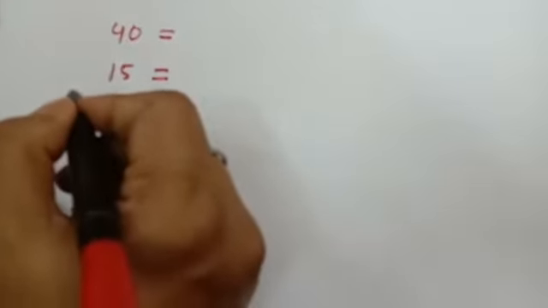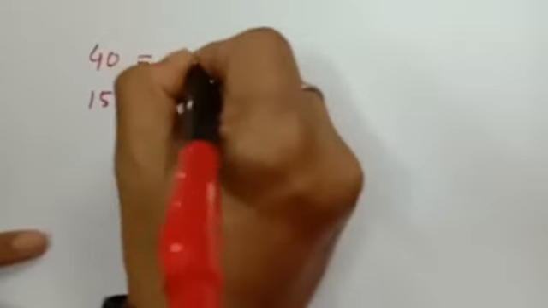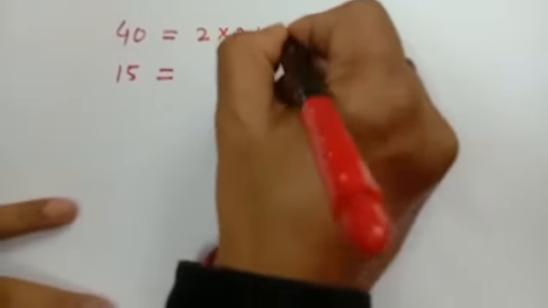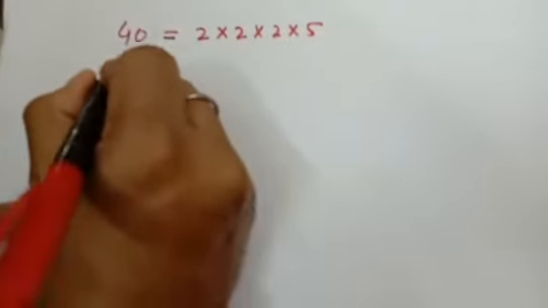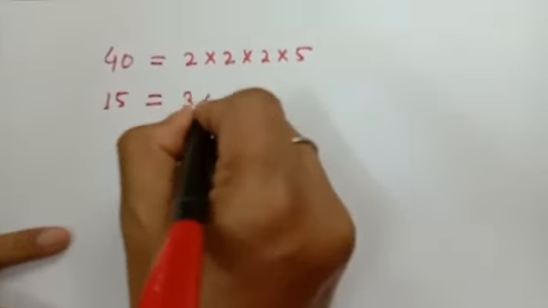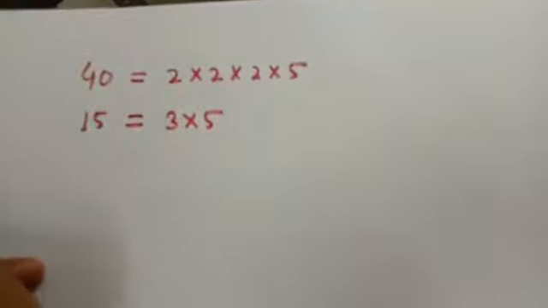Now take another example. Suppose again we have two numbers, 40 and 15. So how can we find the LCM and HCF of these two numbers? First prime factorize 40. So it will be 2 into 2 into 2 into 5. Now prime factorize 15, it will be 3 into 5.